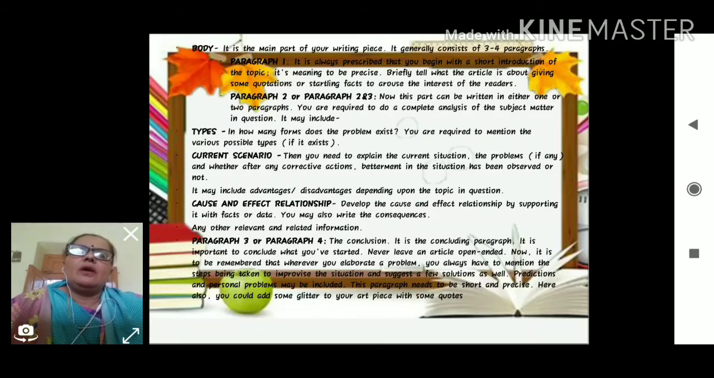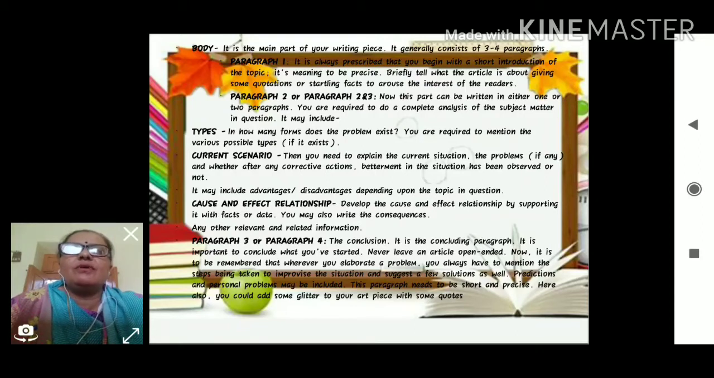Now, your second paragraph can be either 1 paragraph or 2 paragraphs, but you have to do a complete analysis on the subject matter in the question. First of all, you should have the types. In how many forms does the problem exist? You have to write all those types. Then you have to write the current scenario. The current scenario means you have to explain the current situation of that problem, and whether after any corrective actions you can show how that situation can be improved. What can we do for the betterment of the situation? It can even include the advantages and disadvantages of your topic, depending on it.